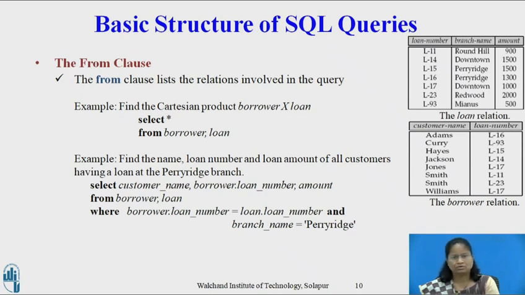SQL uses the notation relation-name dot attribute-name to avoid ambiguity in the case where an attribute appears in the schema of more than one relation. We could have written borrower.customer-name instead of customer-name in the select clause. However, since the attribute customer-name appears in only one of the relations named in the from clause, there is no ambiguity when we write customer-name.